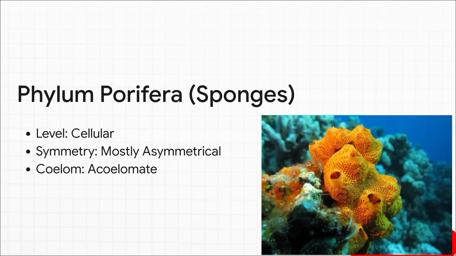They're at the cellular level of organization. They don't really have a defined shape, which makes them asymmetrical. And they're solid inside, so they're acoelomate. It's pretty much the most basic body plan you can have.